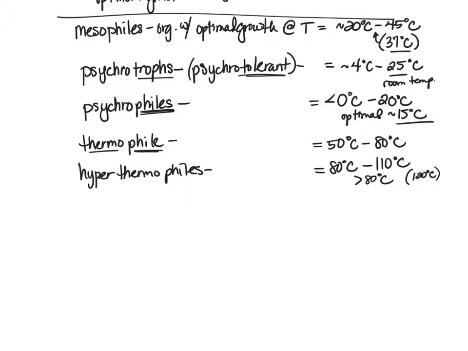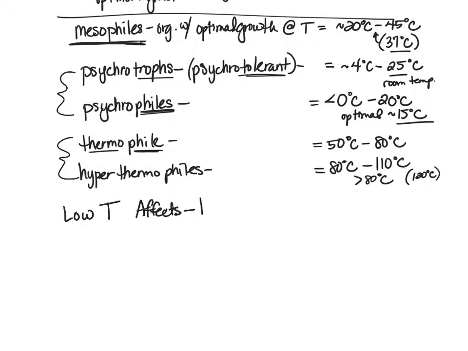So why is it that we see most organisms, particularly those that affect humans, hanging out in the mesophile range, versus something colder or something warmer? That's because of the different effects that we see with low temperature and with high temperature on the actual organism. So let's talk about some of the low temperature effects here.